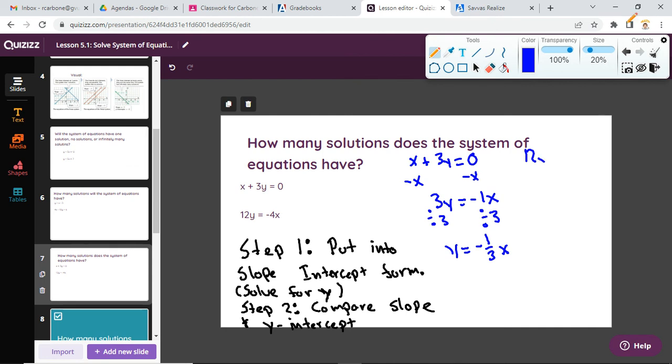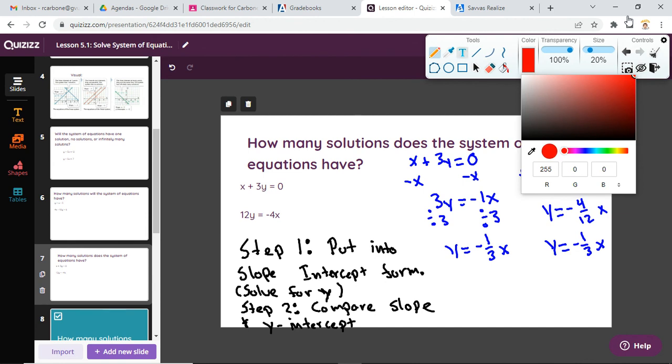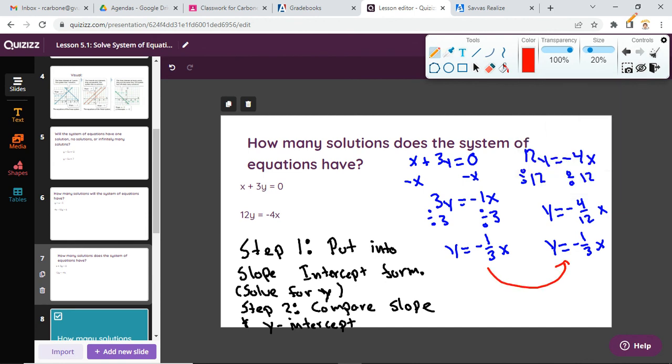My second equation, I have 12y is equal to negative 4x. I have to cancel out multiplying by 12, so I'll divide by 12 on both sides, and I will get y is equal to negative 4/12 x, and that simplifies to y is equal to negative 1/3 x. So I have to look at my 2 equations here. Well, what can you tell about them? They're exactly the same, right? Since these 2 are exactly the same, that means I have infinitely many solutions to my system of equations.